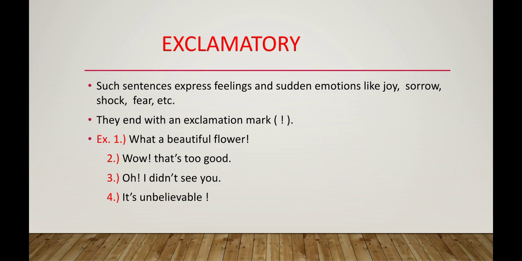Example: what a beautiful flower. This sentence starts with the word what, but this is not a question. This is a feeling which comes from within you. What a beautiful flower! And there is an exclamation mark at the end of the sentence. So this is an exclamatory sentence. Other examples are wow, that's too good. Oh, I didn't see you. It's unbelievable. When we say it's unbelievable, it's a sudden emotion of shock. When someone tells us news which we are not thinking of, we can say that it is unbelievable, right?